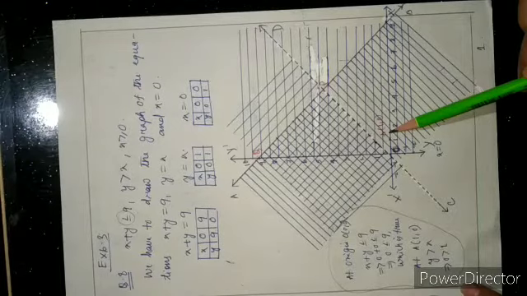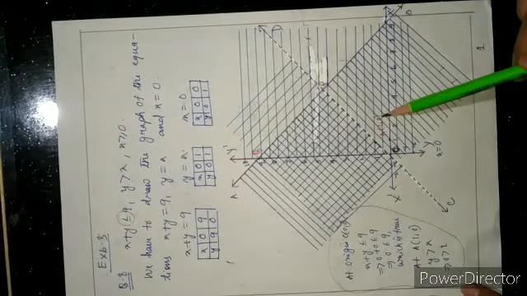We select any arbitrary point say at A whose coordinates are 1 comma 0.